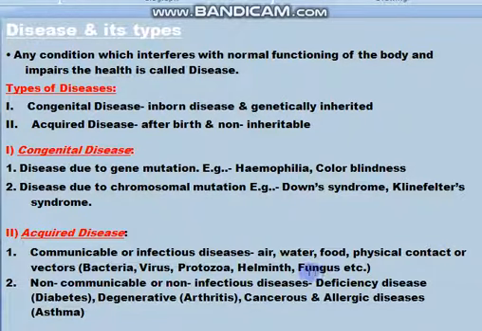But non-communicable or non-infectious diseases are not due to communication from an infected person to a healthy person, but can be due to some deficiency of certain things in the body. For example, diabetes, arthritis, cancer, and certain allergic diseases, for example asthma. So these are examples of non-communicable diseases which a person can get in the lifespan. So these are the certain types of diseases.